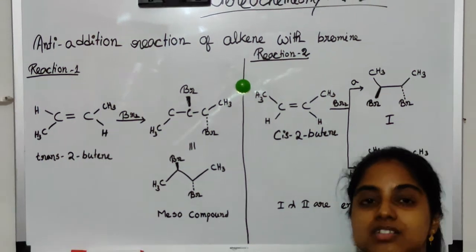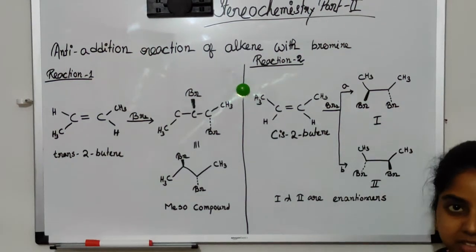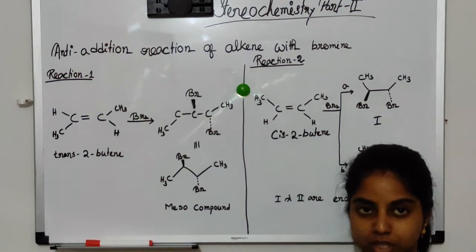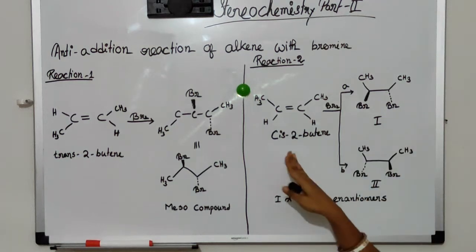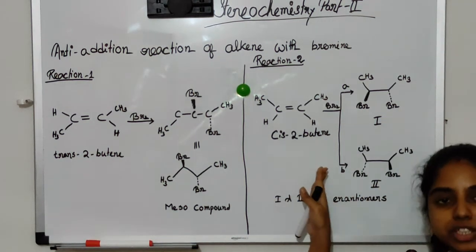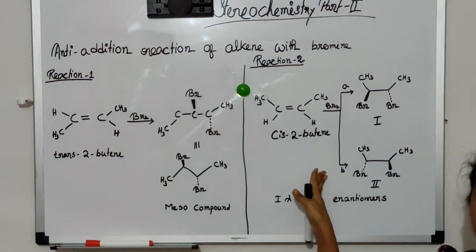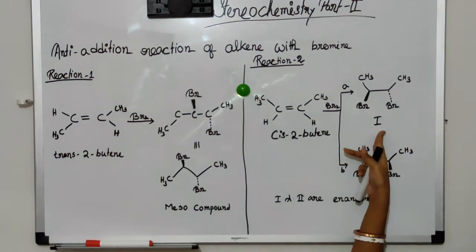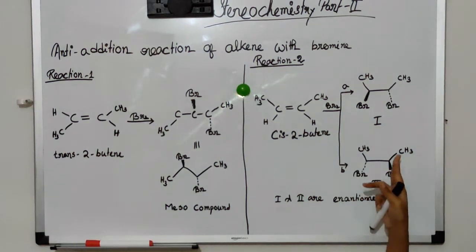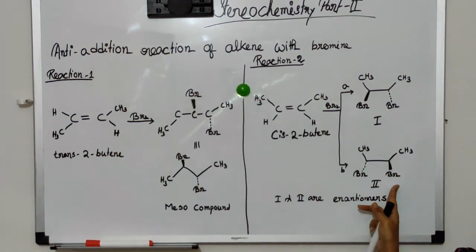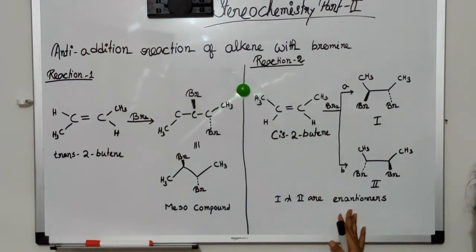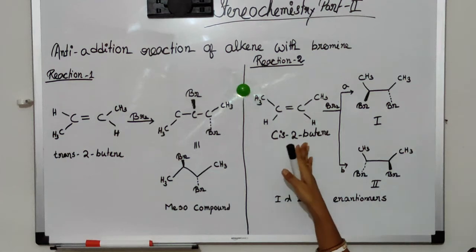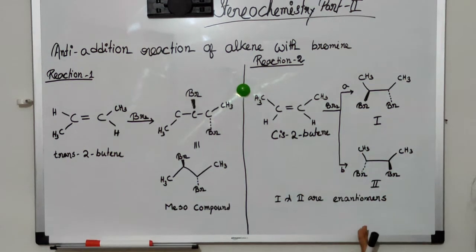So when trans 2-butene reacts with bromine, it produces what? A meso compound. In the case of cis 2-butene, when it reacts with bromine, it produces two products. One is compound A, another is compound B, right? And these two compounds are mirror images of each other. So they are enantiomers of each other. So cis 2-butene produces a mixture of enantiomers, or a racemic mixture, right?